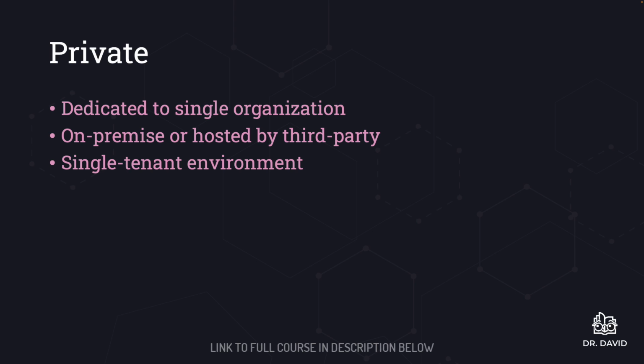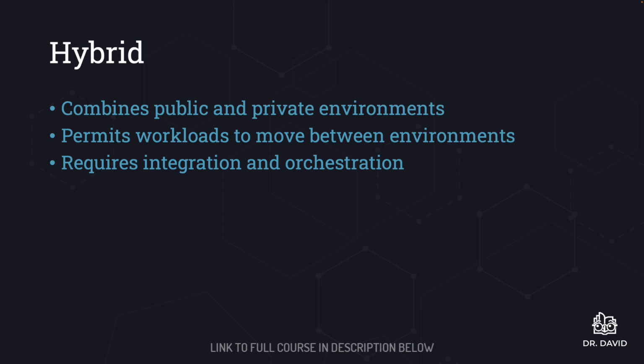Think about apartments in a large building. The building is owned by one company, but you have individuals renting out and sharing a lot of space, sharing hallways, sharing walls, perhaps sharing waste disposal. That would be the public type. For private, however, you are renting the whole building. Again, a single tenant environment. Finally, a hybrid type of ownership combines public and private environments. This permits workloads to move between environments and requires integration and orchestration. Think about living in a building where perhaps your organization owns several floors, but you still have to share some infrastructure.